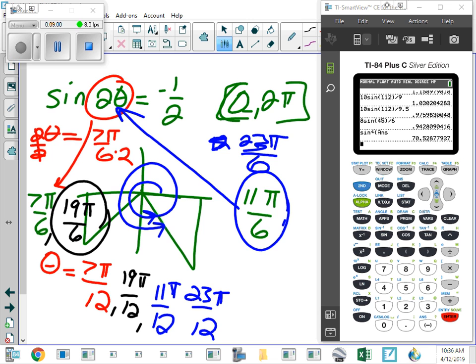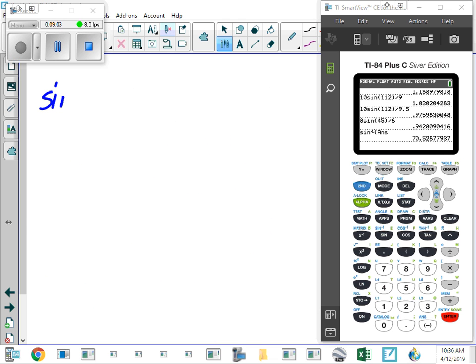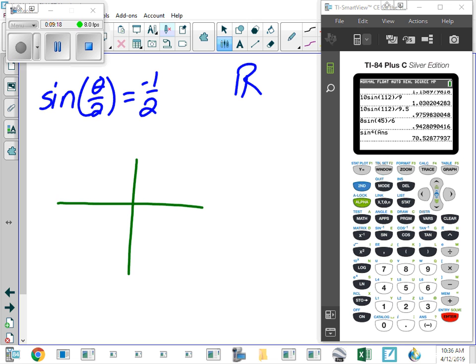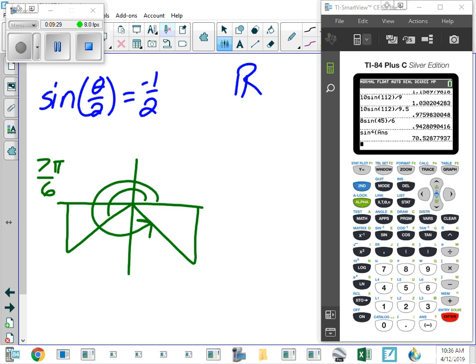Okay, and then we got to do number 9. The sine of theta over 2 is negative 1/2, and we're going to go for all real numbers. So sine is equal to negative 1/2 in quadrants 3 and 4. This angle is 7 pi over 6, and this angle is 11 pi over 6. Okay, but I need to set those equal to theta over 2.